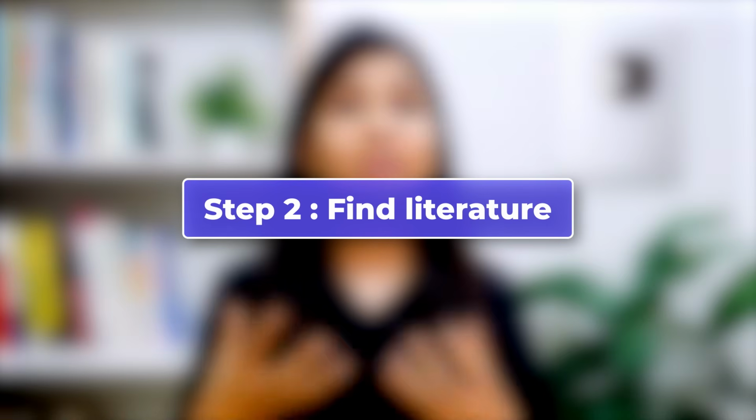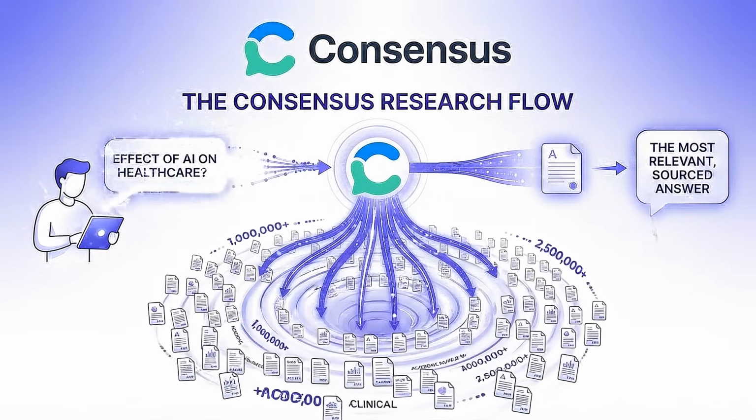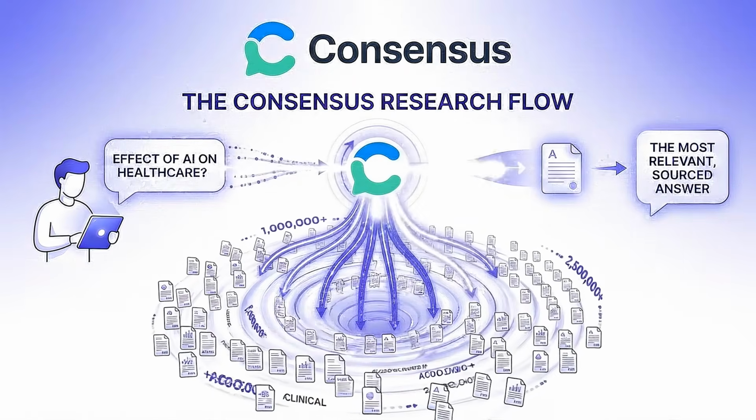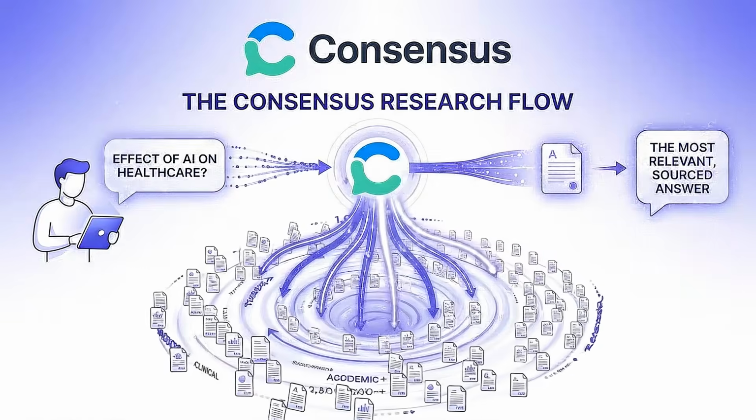Now, once you have clarity about the topic, the next step is to find literature. And instead of using the traditional Google Scholar, we now use modern AI search engines like Consensus. On Consensus, when you type a research question, it goes through millions of research papers to find the most relevant evidence-based answer for you. Let me show you now how it works.